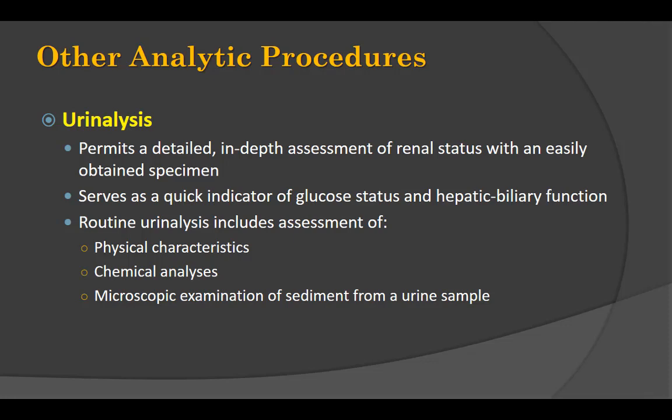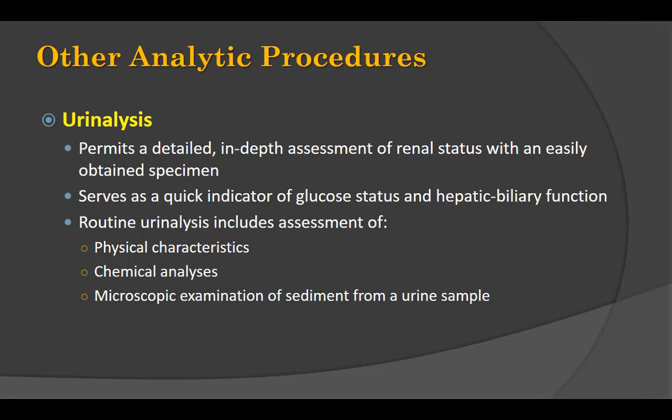Routine urinalysis will include 3 components: physical examination of the urine, chemical analysis, and then microscopic analysis. You look at the urine sample under the microscope. So physical characteristics like color, smell, clarity, is it turbid or clear? Chemical analysis, we will look at it later.